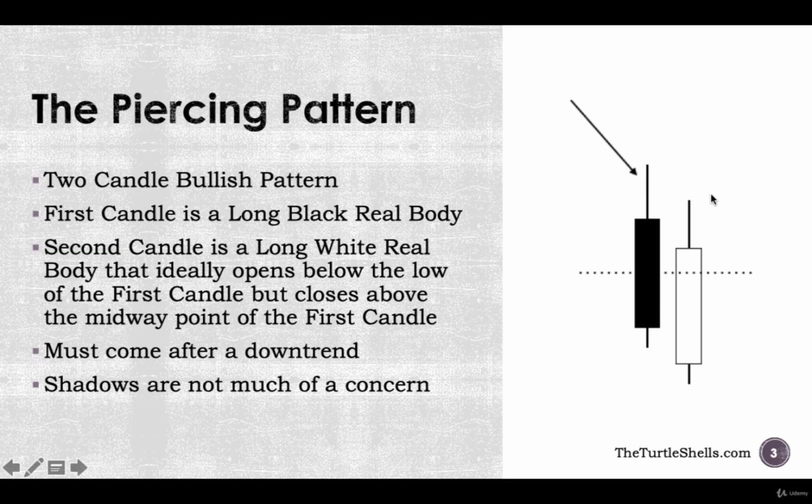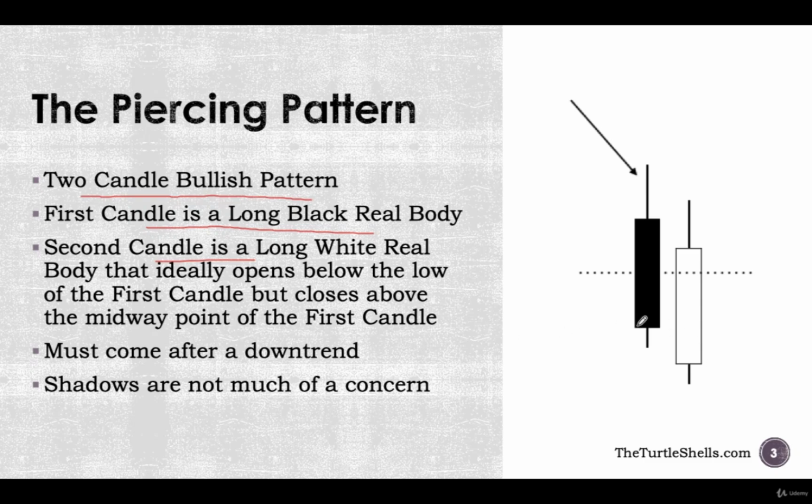So if you understand the bullish engulfing pattern, it is not difficult to understand the piercing pattern. Okay? So let's have a look at this pattern. It's a 2-candle bullish pattern. So there are 2 candles and it's a bullish pattern. The first candle is a long black real body. Second candle is a long white real body that ideally opens below the low of the first candle but closes above the midway point of the first candle.